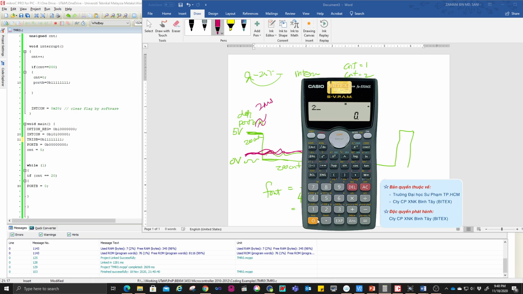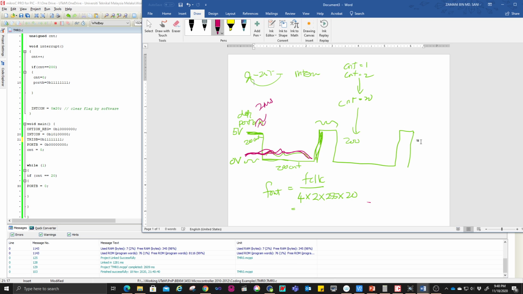So 20 megahertz divided by 4, divided by 2, divided by 255, divided by 200 is equivalent to this, and you have to calculate the period, which is 1 over this. Then you can get the answer, which is around 20 milliseconds.